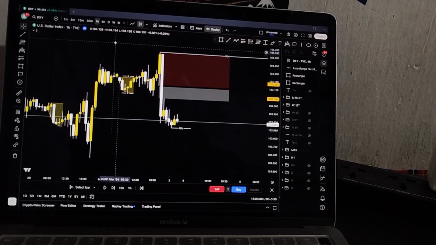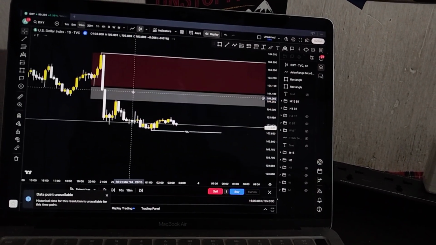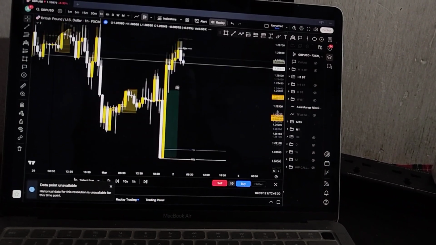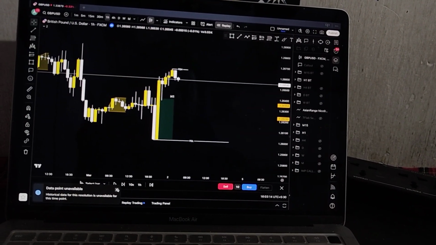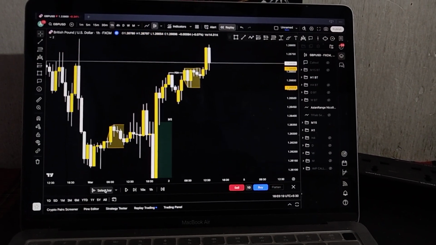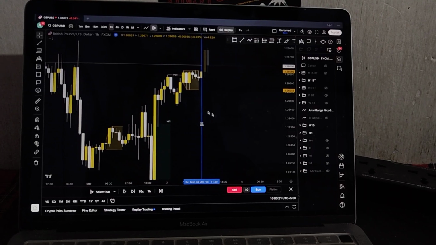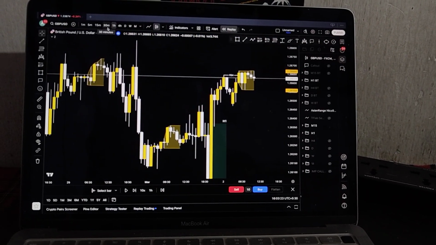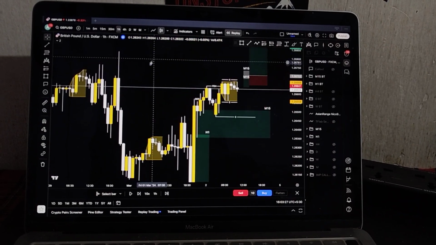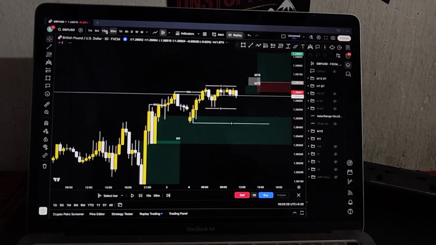Whereas on the M15 time frame, this is now when I wait for the Asian range to close. Only after the Asian range is closed can I confirm my bias and confirm my zones. That is when I go to the lower time frames like M15 to M30 to mark the demand zones.